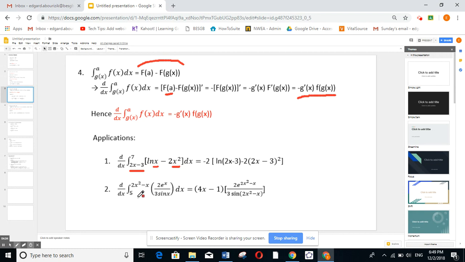Okay. Here, this is an example where, not to compare the two, the variable is up and the constant is down. So I derive up, as we said, 4x minus 1, and I replace this x by 2x squared minus x into 3 sine 2x squared minus x. So when I have a variable down, it's the same as up, but here I put minus, here I don't put a minus.